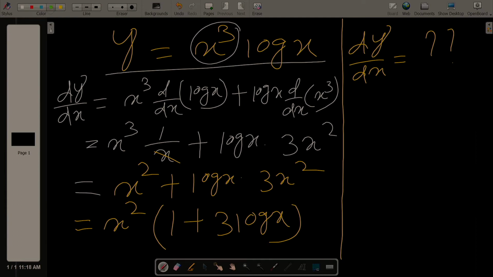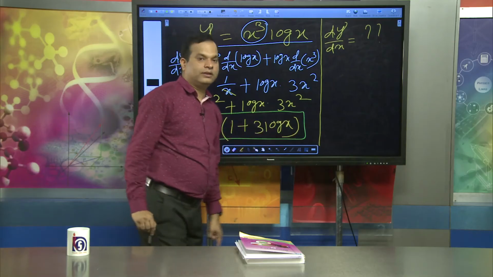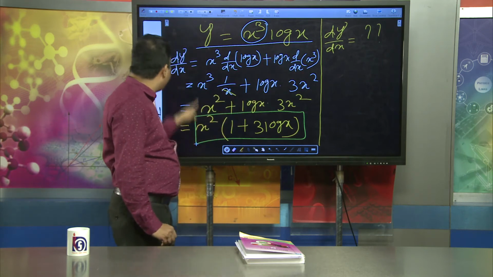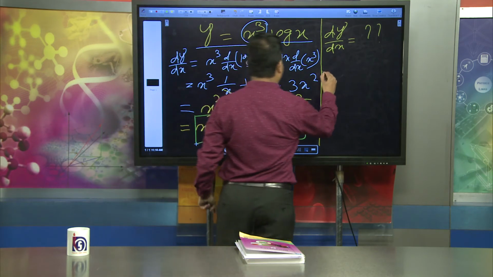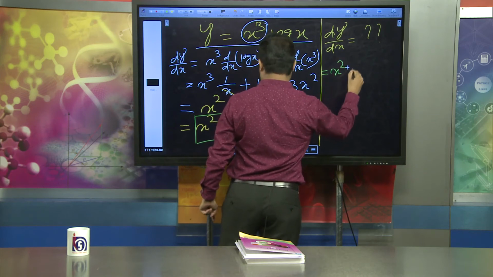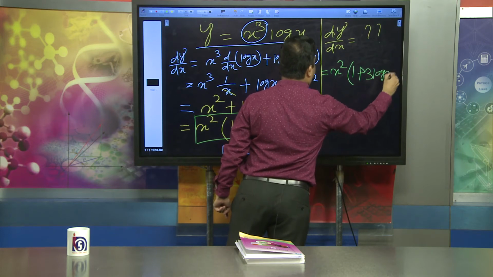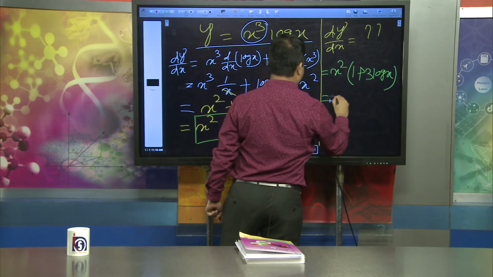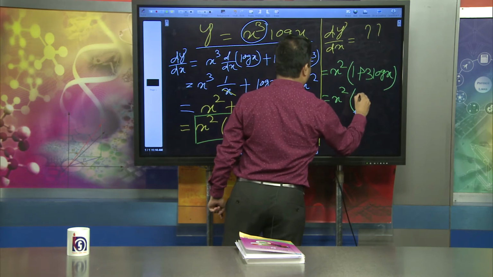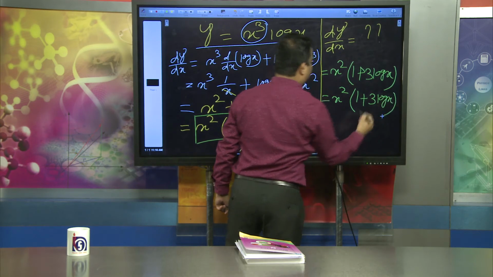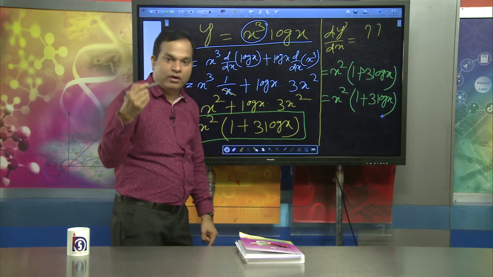This will be x square into 1 plus 3 log x. That means if y equals x cube log x, then dy by dx will be x square into 1 plus 3 log x. This is the answer. Again, x square into 1 plus 3 log x. This is the way to find the derivative of a logarithm function.